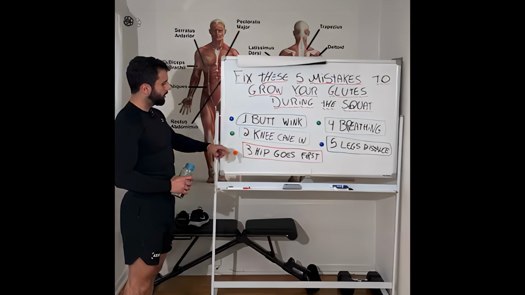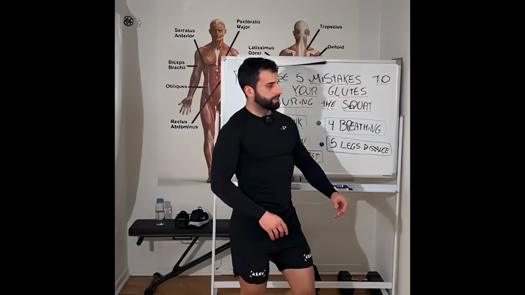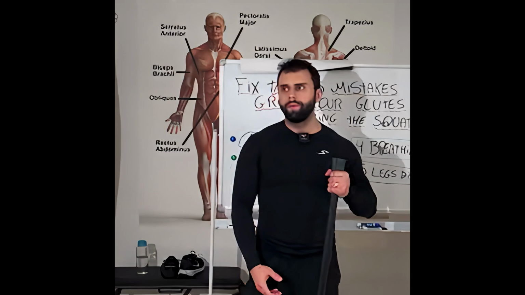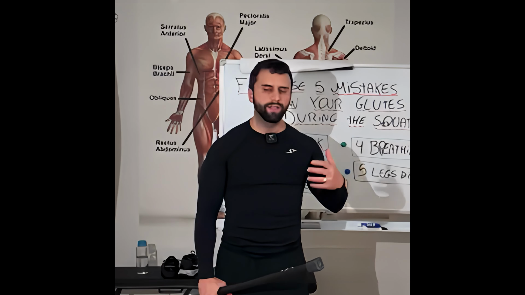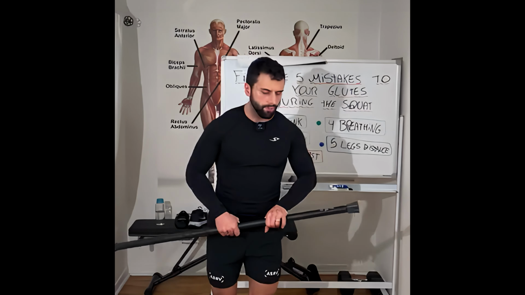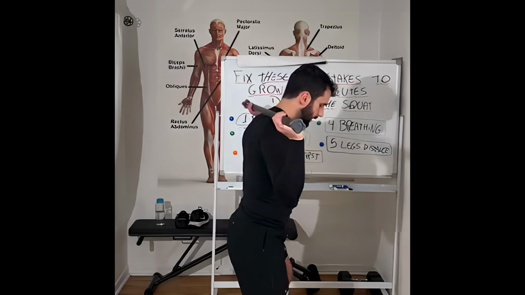We're already here. We're gonna see now the hip goes first. Let me get a bar here. We talk about the squats, can be anything, can be with dumbbells, can be with the bar, can be on the machine, on the Smith machine, you name it, okay? So let's see the next mistake, your hip goes up first. Could be a dumbbell here, anything.